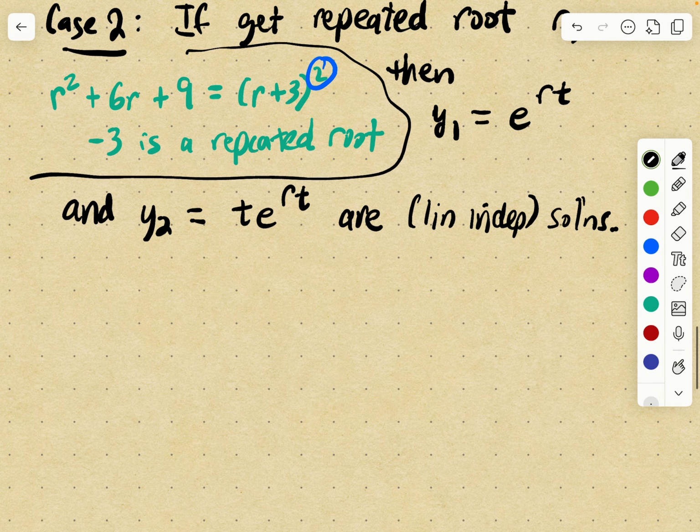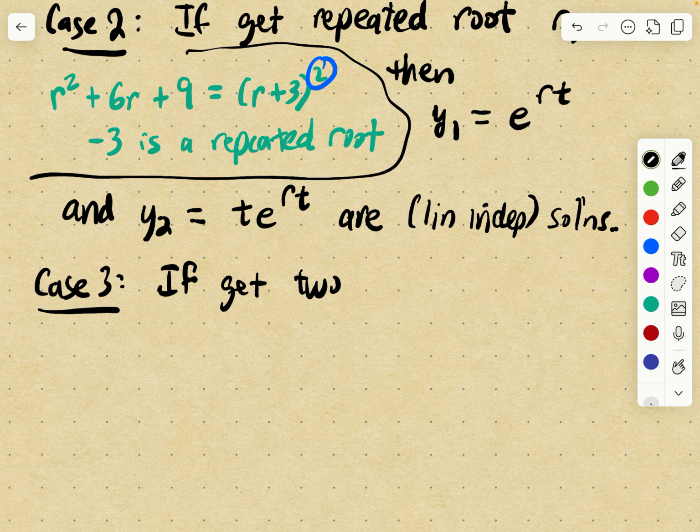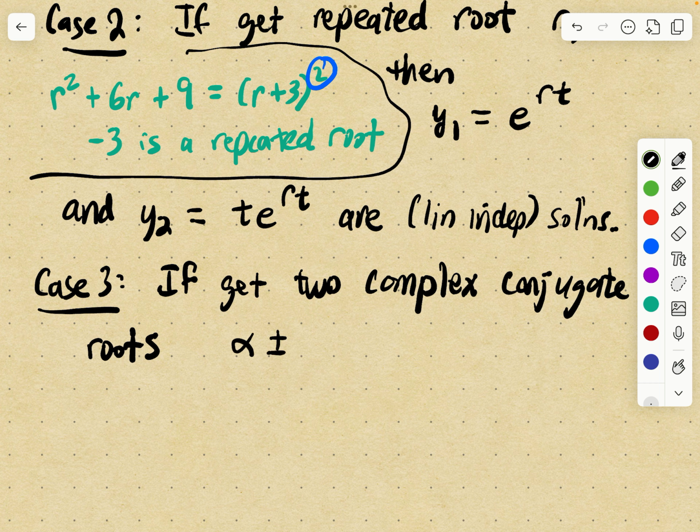Okay, so that's case 2. And then case 3 is if you have complex roots, because you can get complex roots. Now when you have a quadratic equation with real coefficients, and you have two complex roots, they turn out to be complex conjugates. So if you get two complex conjugate roots, alpha plus or minus i beta. If one of the roots is alpha plus i beta, then the other root is the complex conjugate, alpha minus i beta.